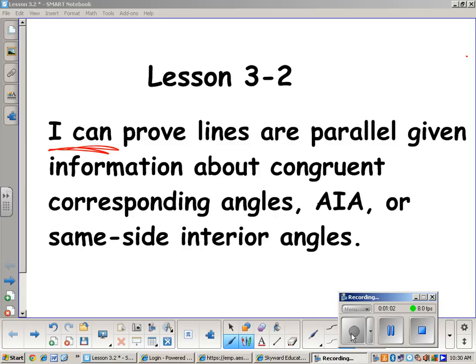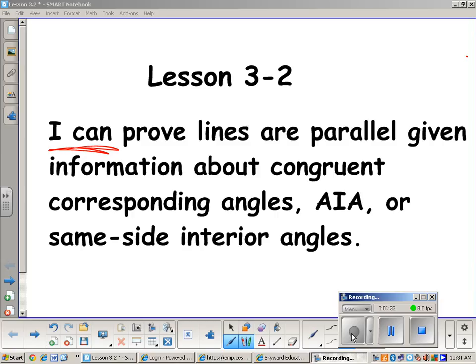If I start off with two parallel lines, what can I say about same-side interior angles? They're not congruent. They're not corresponding. They are supplementary. And supplementary means what? Two angles summed together to equal 180.